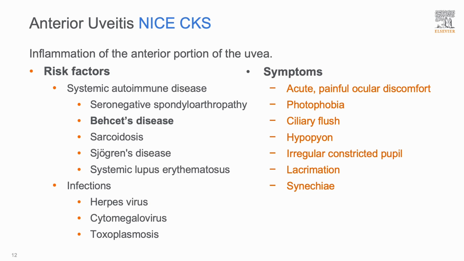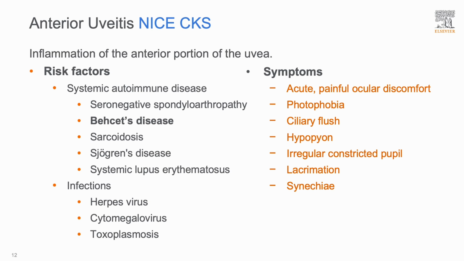Anterior uveitis refers to the inflammation of the anterior portion of the uvea. Common risk factors include systemic autoimmune disease such as seronegative spondyloarthropathy, Behçet's disease, sarcoidosis, Sjögren's disease, or systemic lupus erythematosus. Infective causes include herpes virus, cytomegalovirus, or toxoplasmosis.